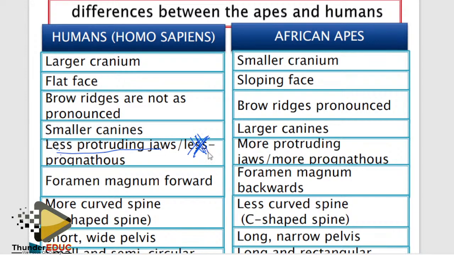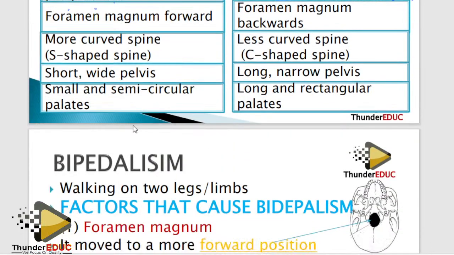This part is out, because we updated this after the book was out. So we have to update it next year. So don't say less prognathous. We say not prognathous for the case of human, and here you say prognathous. Don't say more prognathous. You can say less protruding jaws is correct, and more protruding jaws is also correct. But don't say less prognathous. You say not prognathous. Here you say prognathous. Foramen magnum in backward position is shape of the spine. That's all, cool.